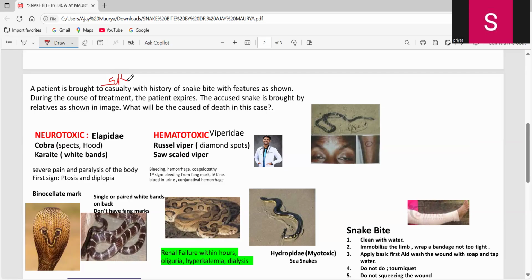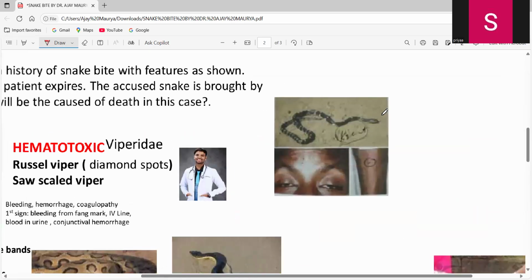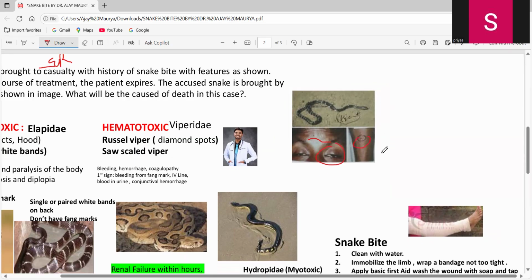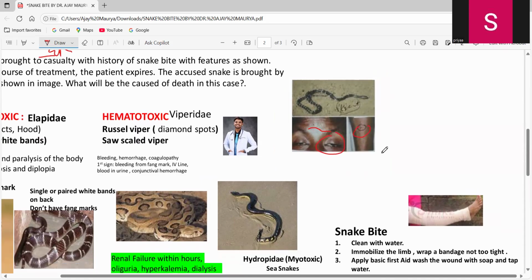A patient is brought to the casualty with a history of snake bite with features shown here. During the course of treatment, the patient expires. Oh my God. The accused snake is brought by relatives, as in the image. What will be the cause of death? Can you identify the snake here? This is the snake, and this is the death of the patient. The patient will have ptosis here. This is the bitten side. So let's learn about this one.